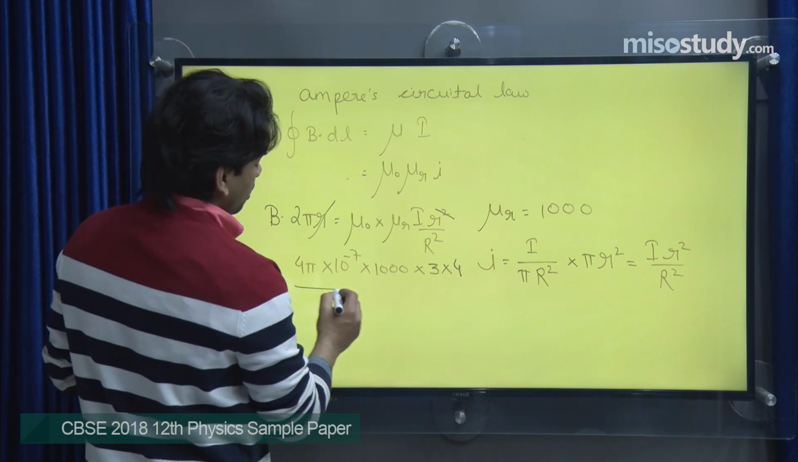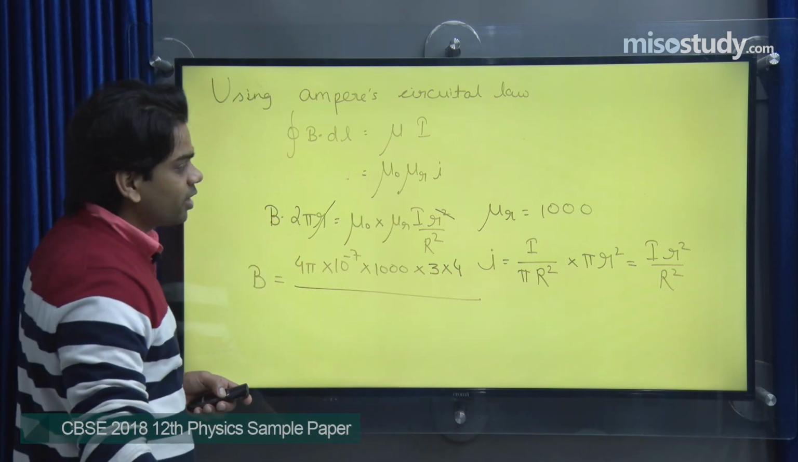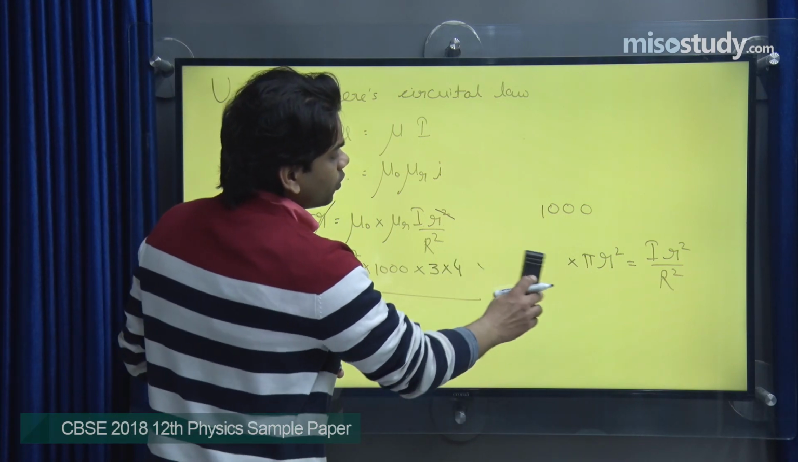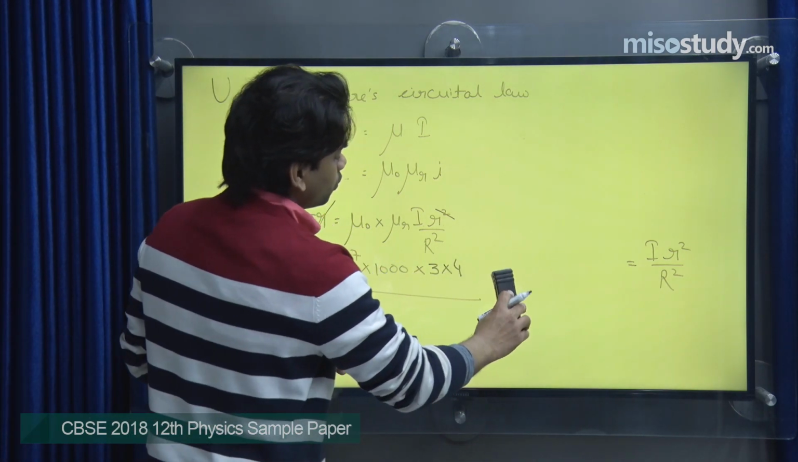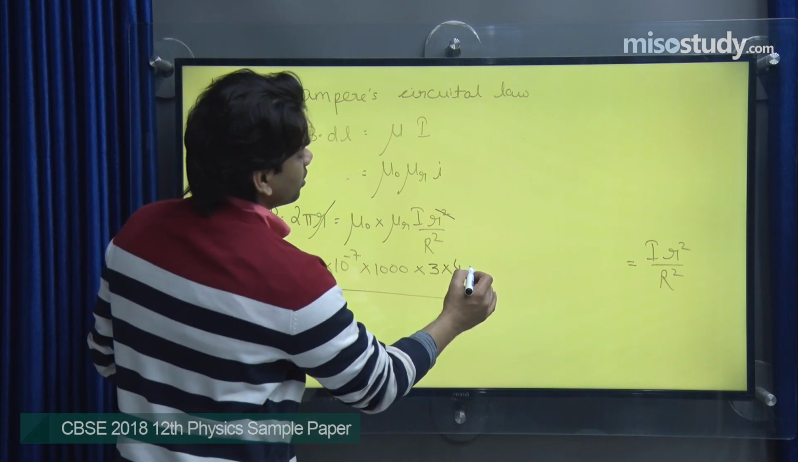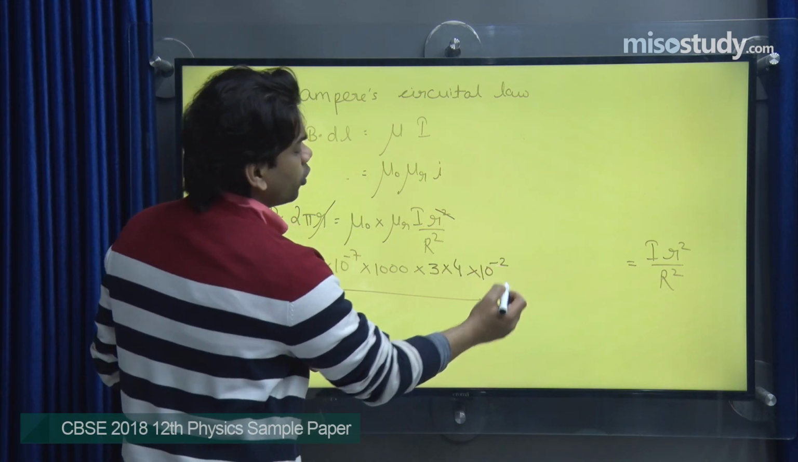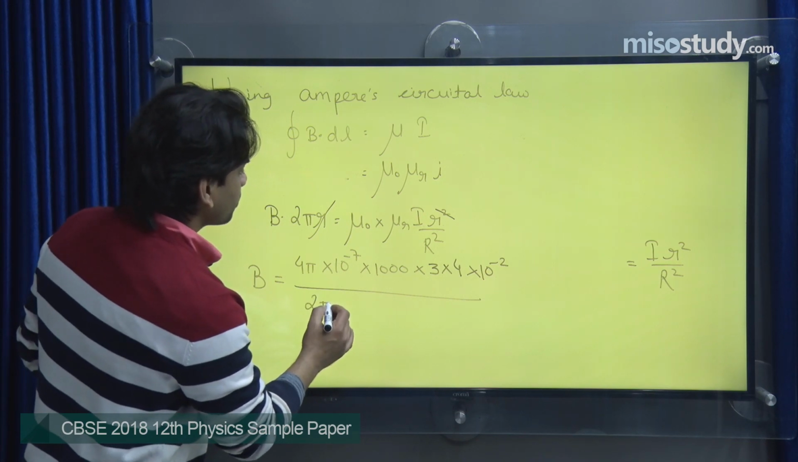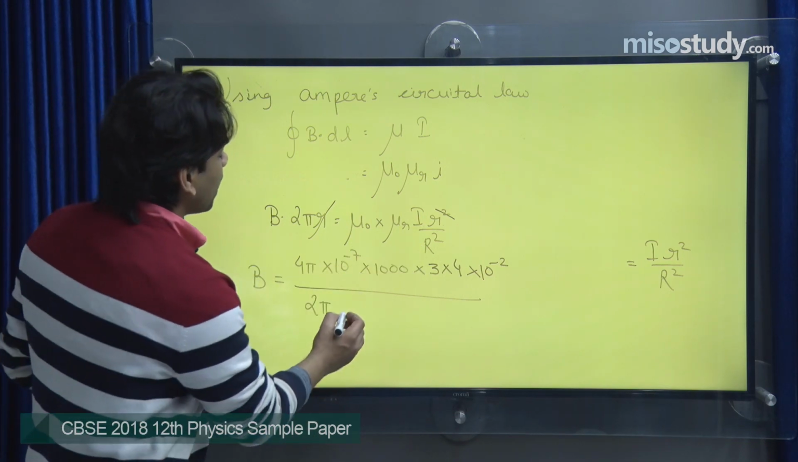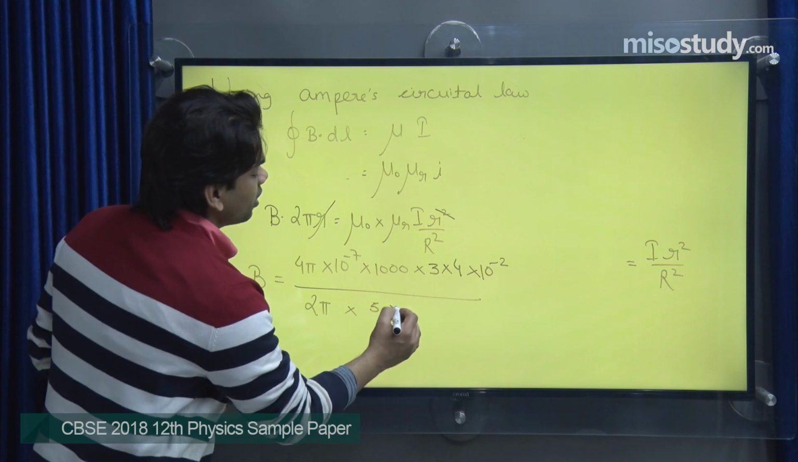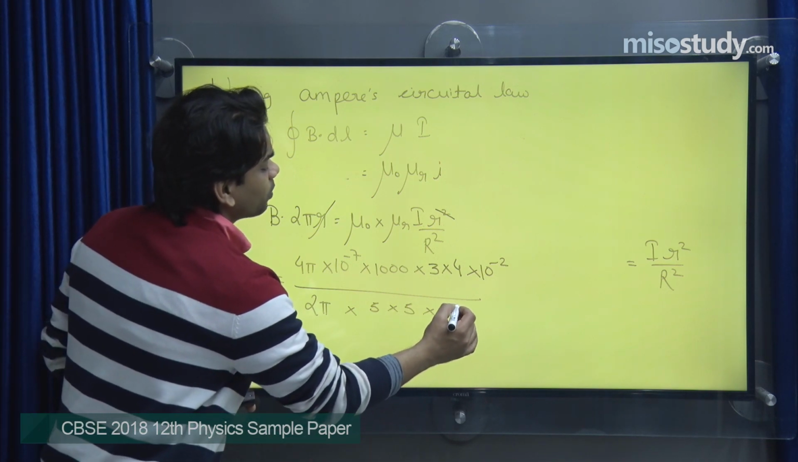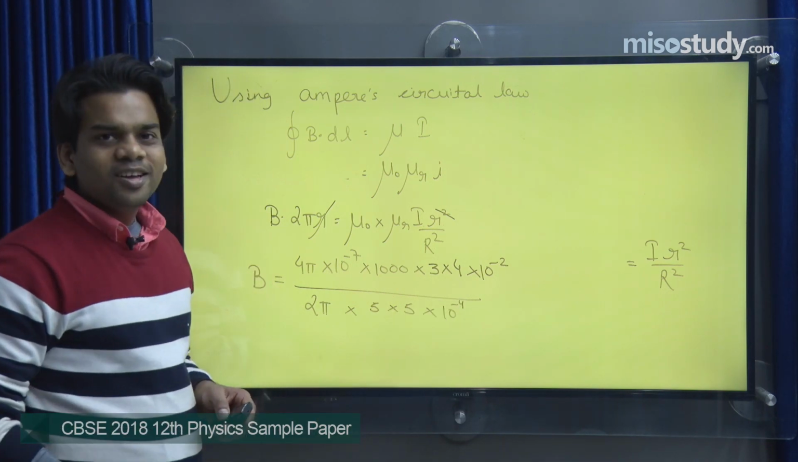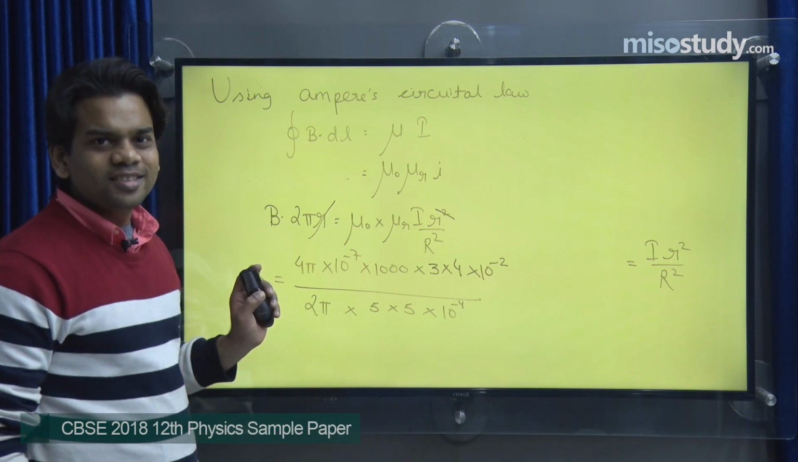Okay. Since we are doing in proper SI units, I am going to write centimeter in meters, 4 into 10 to the power minus 2, divided by 2 pi, and now we have r square, that is actually nothing but 5 into 5 into 10 to the power minus 4. Can we solve this easily? That is not a big thing.